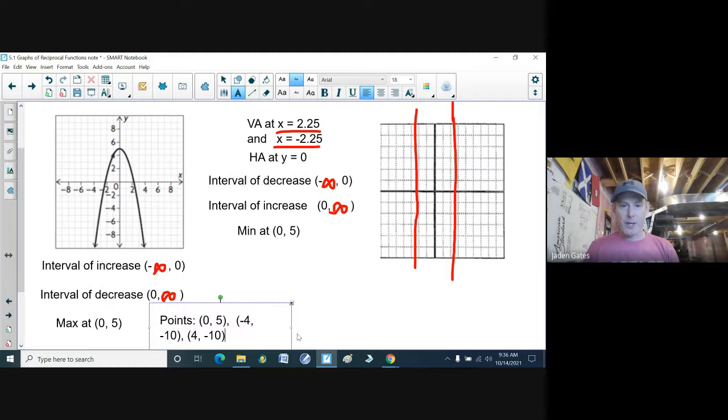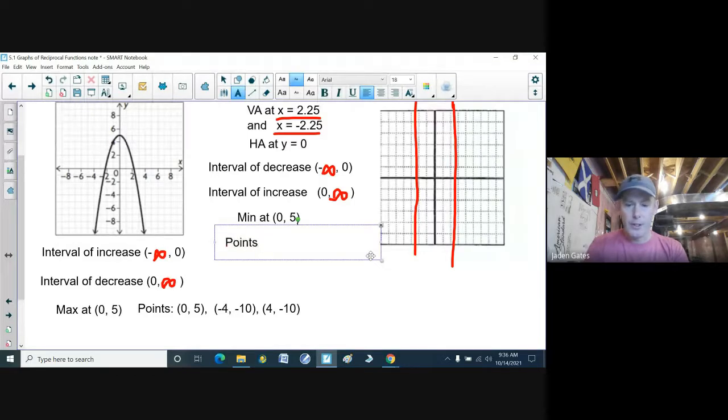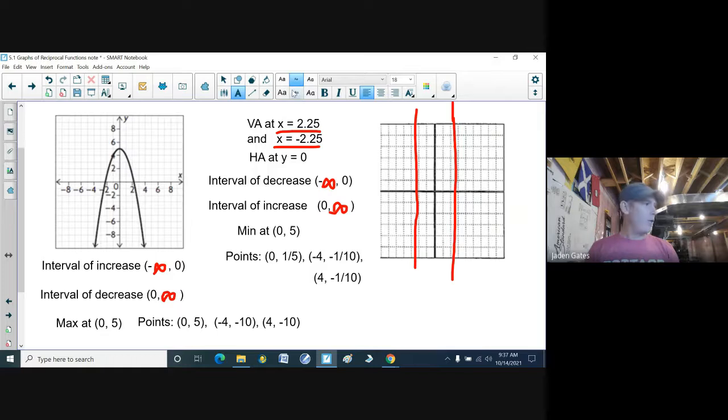Now, what does that mean for my reciprocal? Because that's the final information I need. All right, so my points then on my reciprocal would be 0, then 1/5, because you're taking the reciprocal of the y-coordinate. Then we got -4, -1/10, very small number, 0.1. And then the last point that we're going to use is 4, -1/10. All right, there we go. So there's all our info that we have.